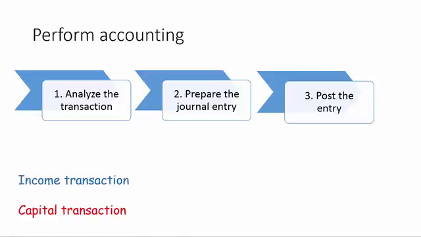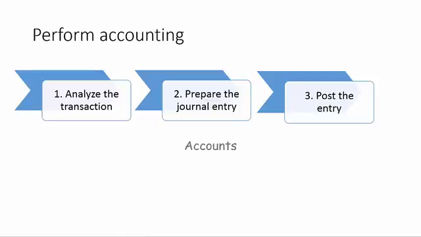Step two assumes that you have a transaction to record. Here you need to consider two things: the accounts and the amounts to debit and credit. Step three is to post the journal entry into the general ledger, and that is to say we add or subtract the debits and credits from the existing balance in the impacted accounts.